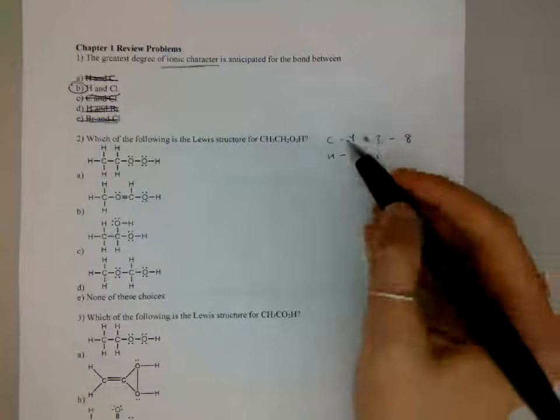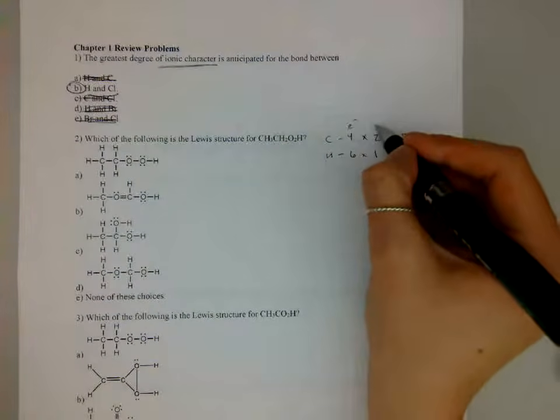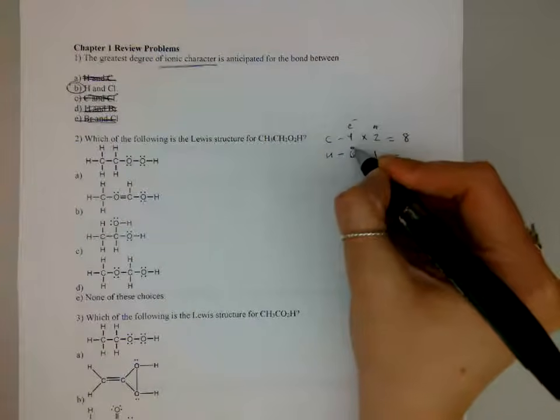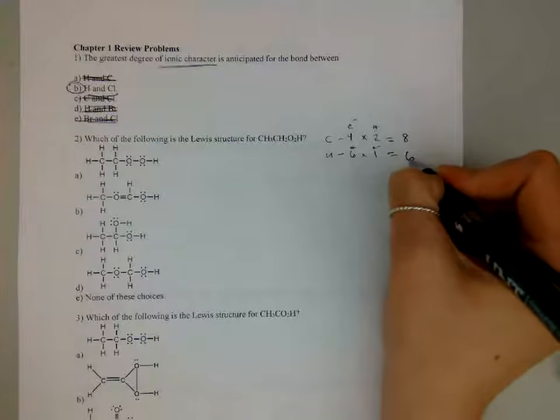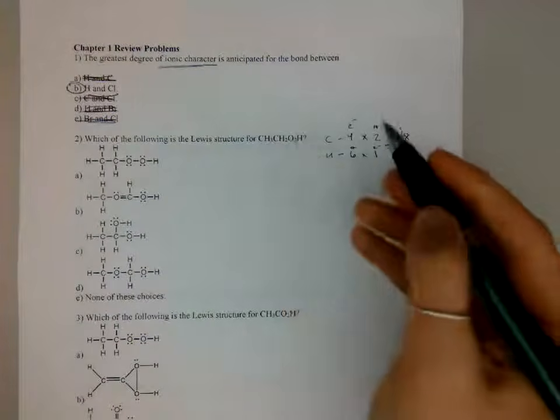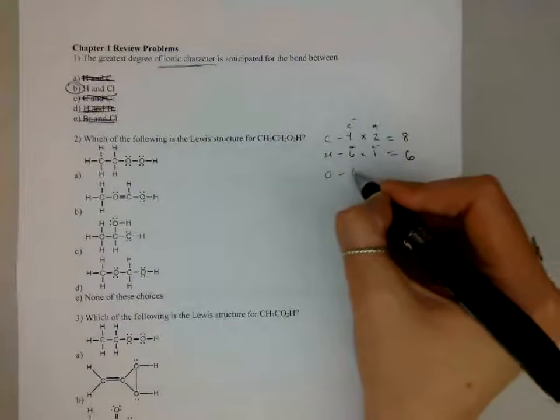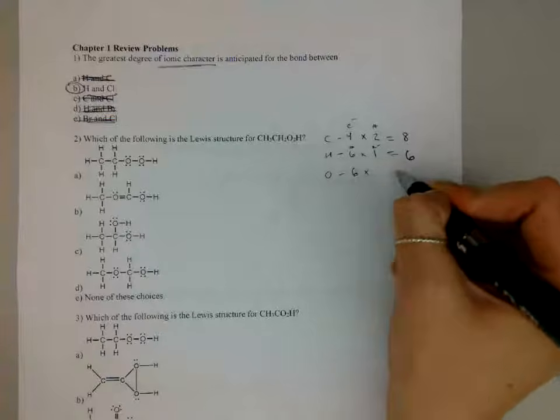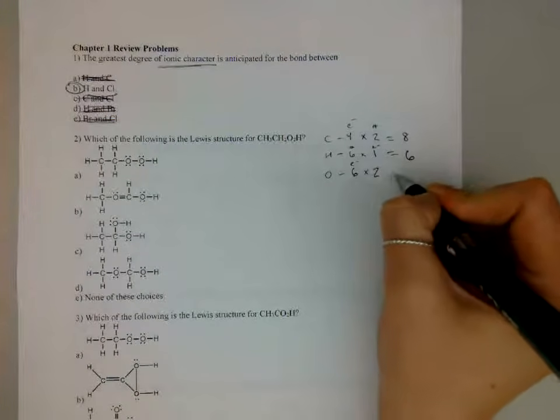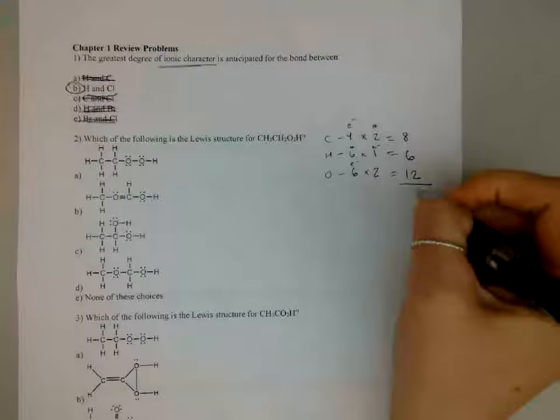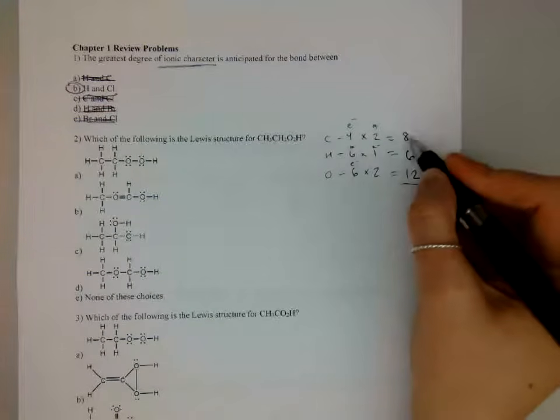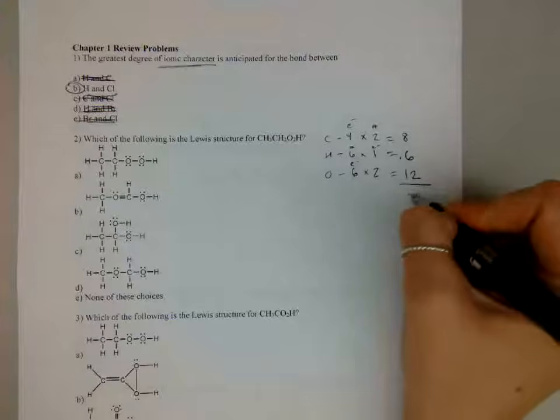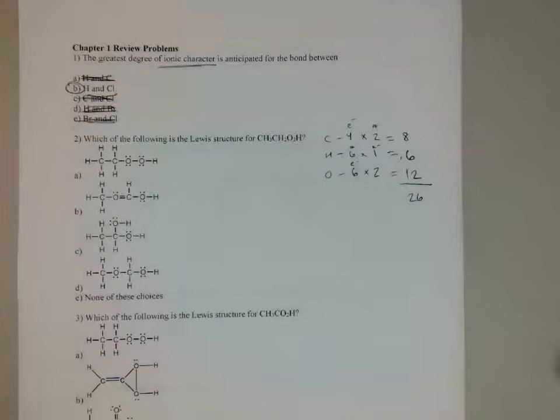Oh, I flipped these. So this is electrons. This is number of atoms. This is the number of valence electrons it comes with. So 6 times 1 is 6. And then for oxygen, we have 2. There's 6 valence electrons on oxygen, and there's 2 oxygens present, so that's 12. So that adds up to 6 plus 8, 8 plus 8 is 16, 26 valence electrons.